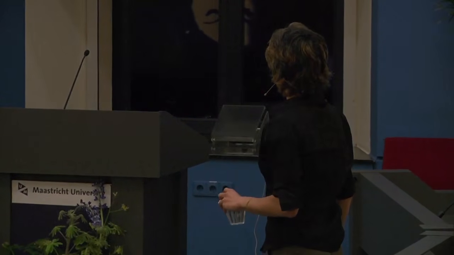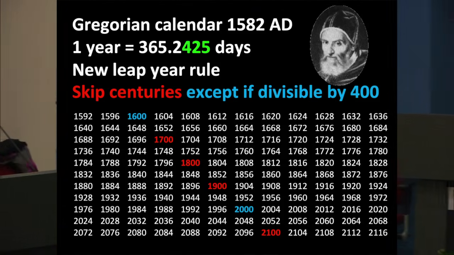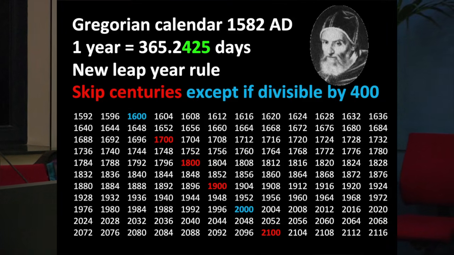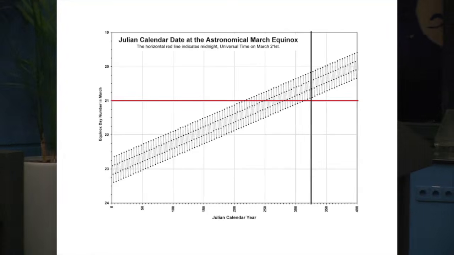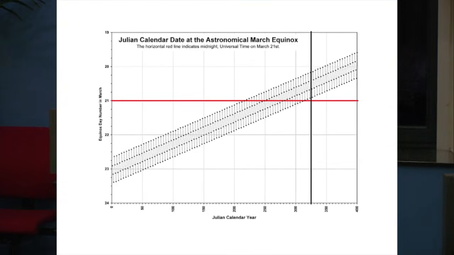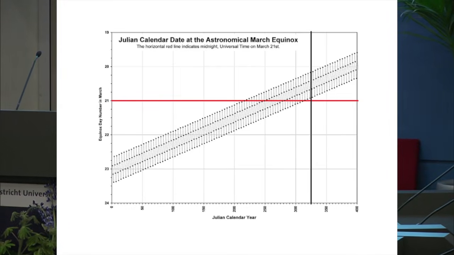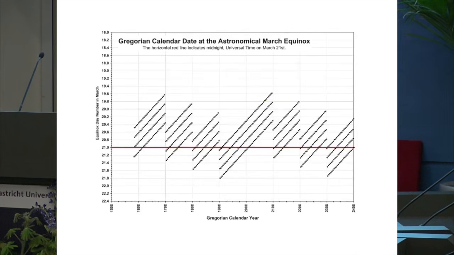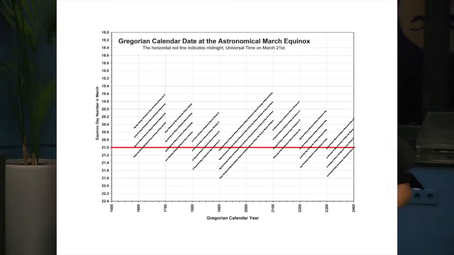So his new leap year rule was that you have a leap year every 4 years apart from on the centuries, except if the centuries are divisible by 400. So these ones in red you skip, but the ones in blue you would keep. And that is what now keeps our calendar in sync with what's actually happening in the natural world around us. These graphs show the Julian calendar drifting, and the Gregorian calendar drifting out of alignment with the spring equinox and then jumping back, and it drifts away and jumps back. And that's what's happening with these leap years.